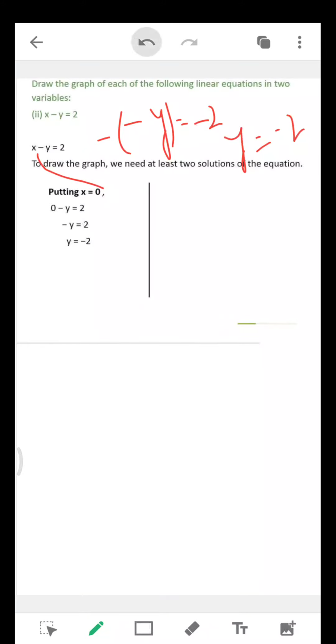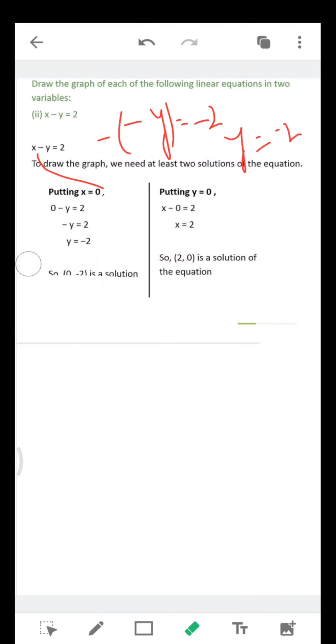You have done this in lower classes. So the sign will not remain with the variable, it will go to the number. Then we'll find one more solution of this. I'll put y is equal to 0. If I put y is equal to 0, I'll get x minus 0 is equal to 2 and x is equal to 2 finally. Now this is a solution 2 comma 0, and here 0 comma minus 2 is a solution.